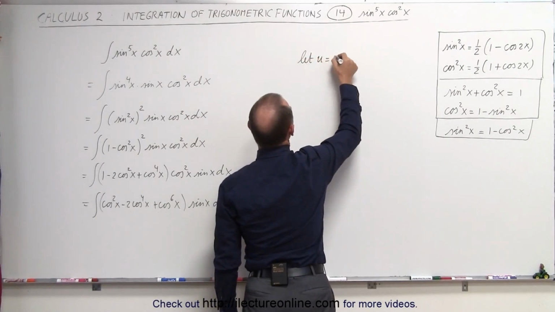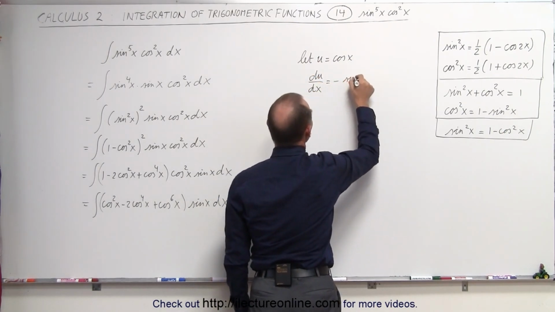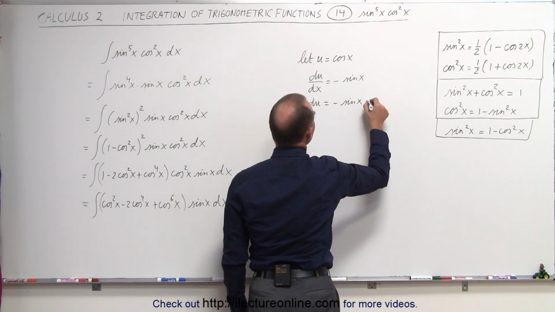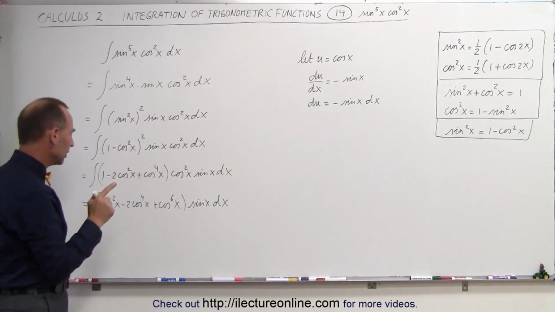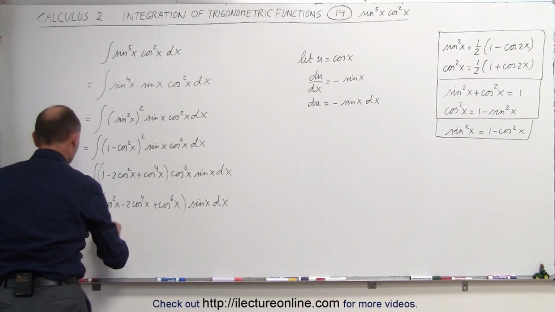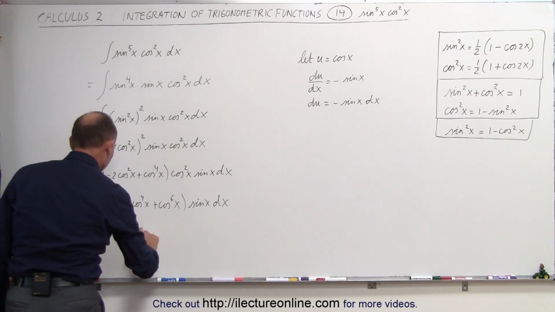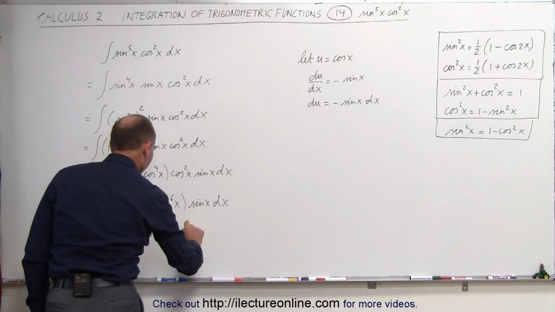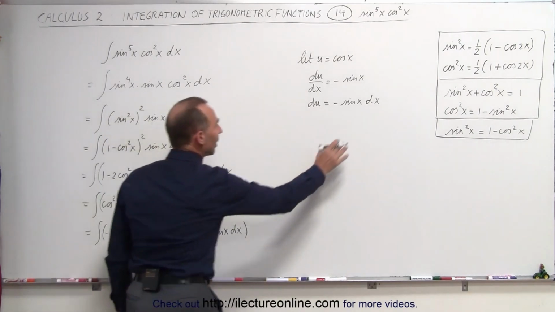Let u equal the cosine of x, then du/dx is equal to the derivative of cosine, which is the negative sine of x. Thus du is equal to minus the sine of x times dx. It's a negative sine of x dx, and we have a positive sine of x dx. So what we need to do is make that into a negative. That means if we change all the signs here, we get the following. This is equal to the integral of the negative cosine square of x plus 2 times the cosine to the 4th of x minus the cosine to the 6th of x times a minus sine of x dx, which is the exact same thing as du.